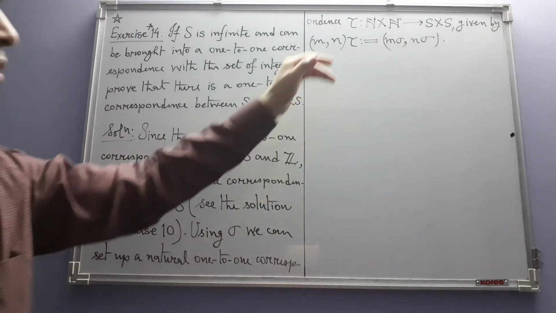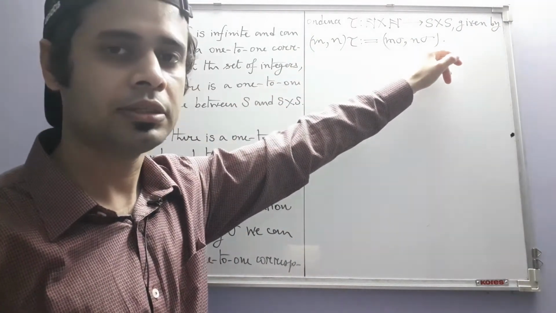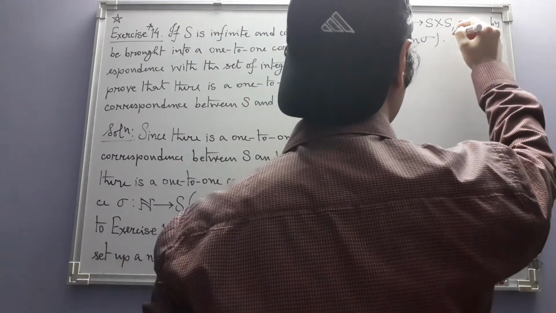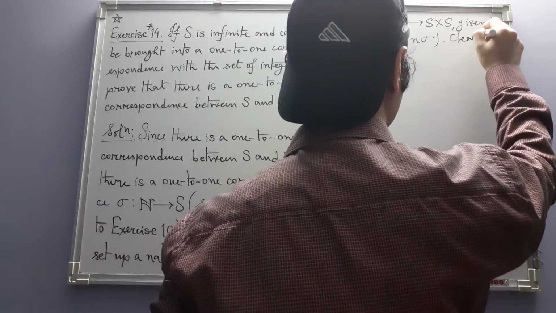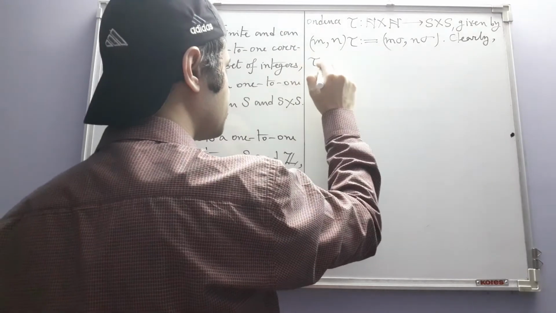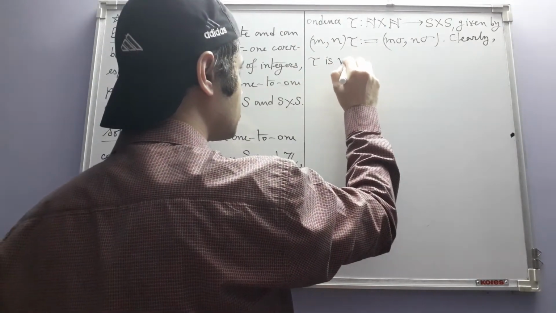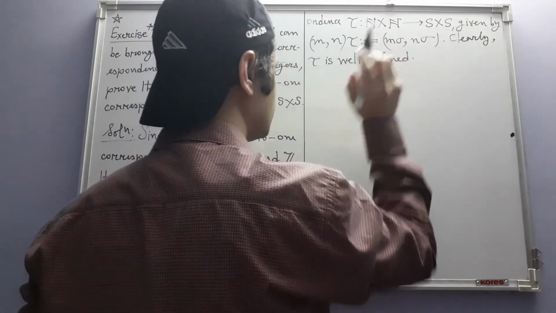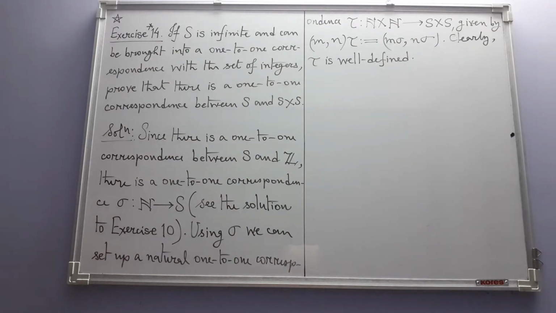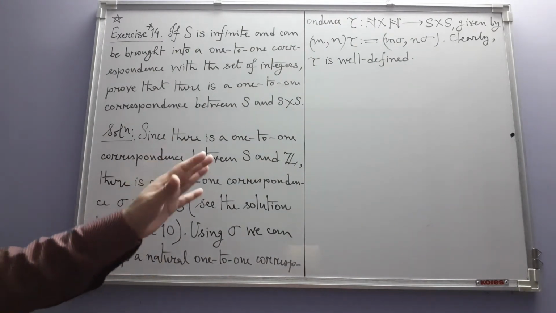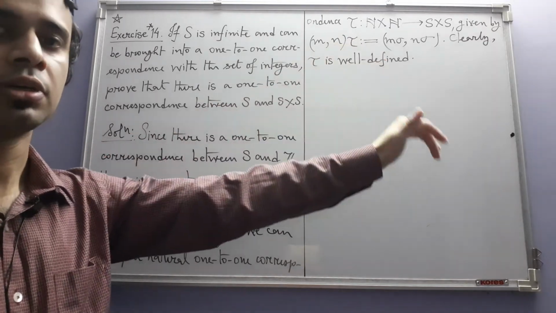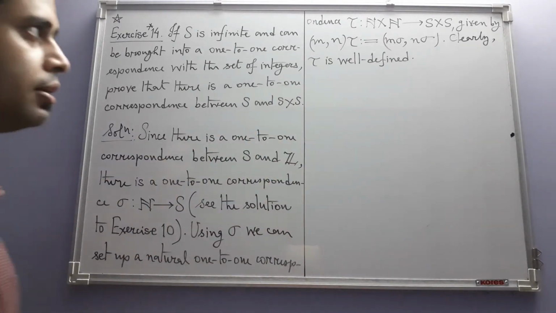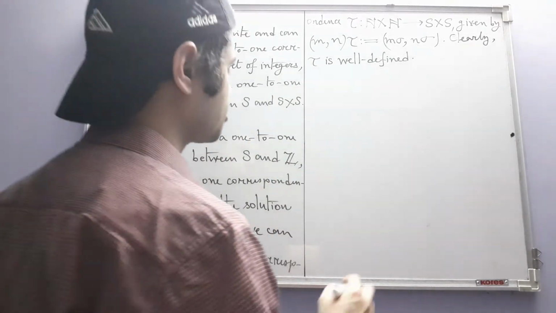And moreover, since this has been defined in terms of sigma, which is a well-defined map, tau is also clearly well-defined. So that's what we write: clearly, tau is well-defined. In the original solution that I have written, I have not shown that this tau is a one-to-one correspondence, but here for the sake of understanding we will go through the details and see. It's very easy to show that tau is a one-to-one correspondence.